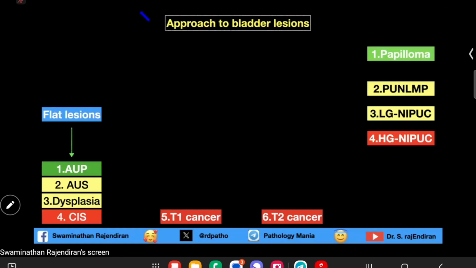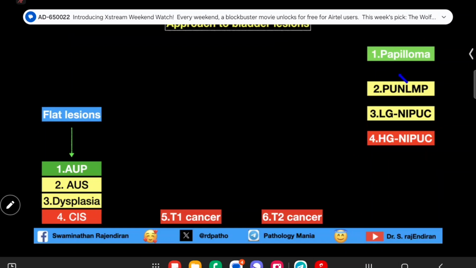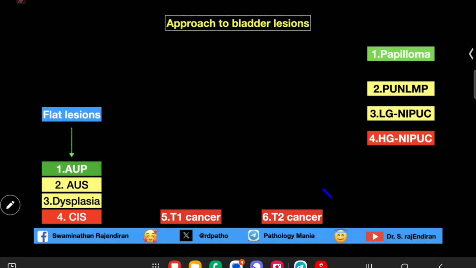And how will you approach? There are mainly 6 papillary lesions and 4 flat lesions you have to remember. Papilloma, PUNLMP, low-grade non-invasive, high-grade non-invasive. When it is invasive, it is a T1 cancer, lamina propria invasion. When it is T2 cancer, there is muscularis propria invasion. So when you see a bladder lesion, is it papillary or non-papillary? When it is non-papillary, it is a flat lesion. We have 4 members: AUP, AUS, dysplasia, and carcinoma in situ.